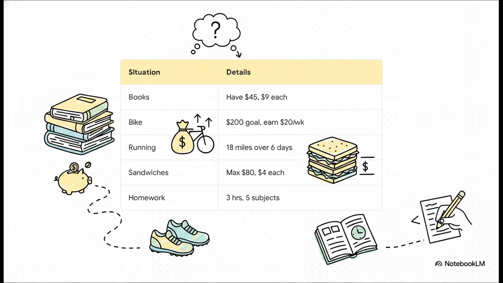Here's what I want you to do. Go ahead and pause this explainer right now. Grab a piece of paper, and for each of these 5 situations, write an inequality, solve it, and then write a quick sentence describing what your solution actually means in the real world. Go for it. I'll be right here when you get back.